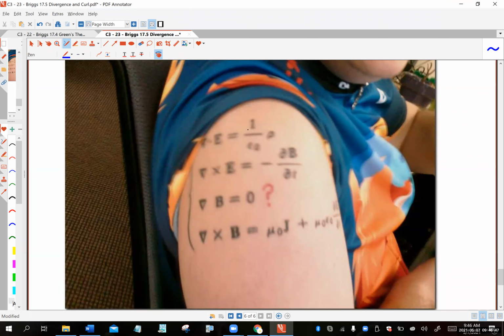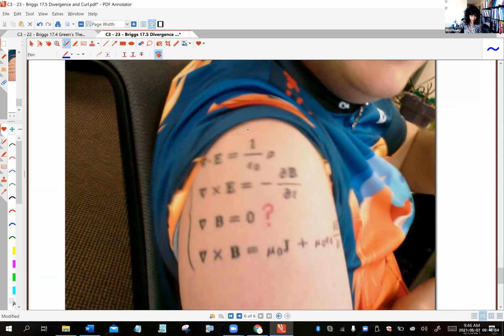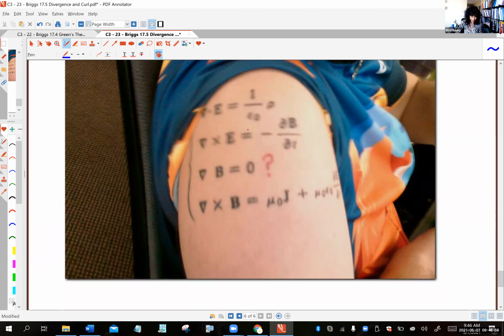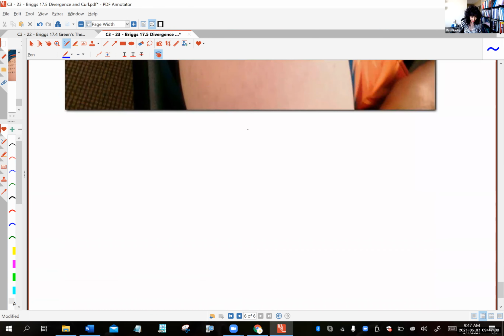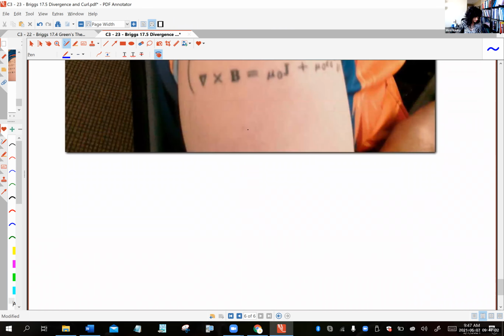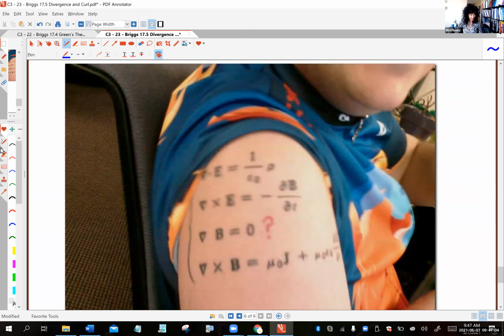All right, some tattoos for you to think about. Cheating? This person is into physics. These are some physics formulas actually. But I just thought this was hilarious that this person had all that written right there, arm tattoos. Good times, good times.